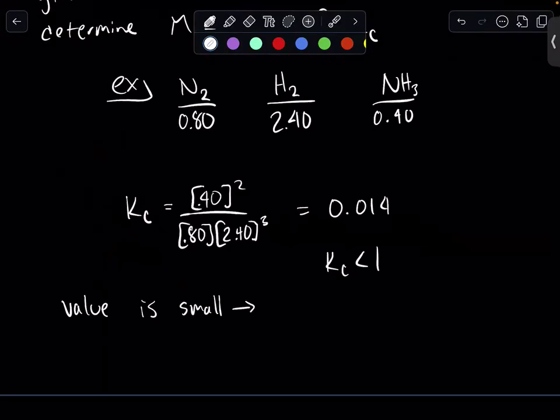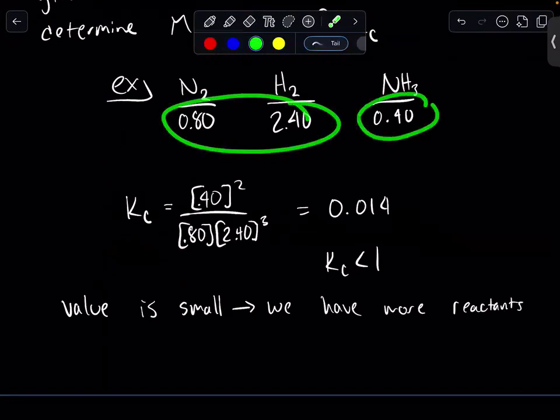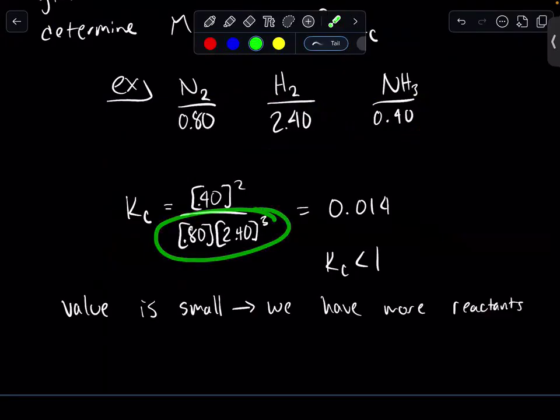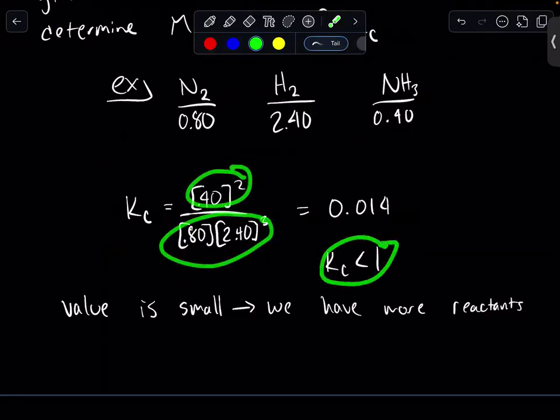What this indicates is that we have more reactants. We know that's true already because we can see right here that we have more reactants in total than products. But you can tell that our equilibrium concentration shows that when we plug it into our equilibrium constant equation, if the number on the bottom is larger than the number on top, our value will be less than 1. So we have more reactants.